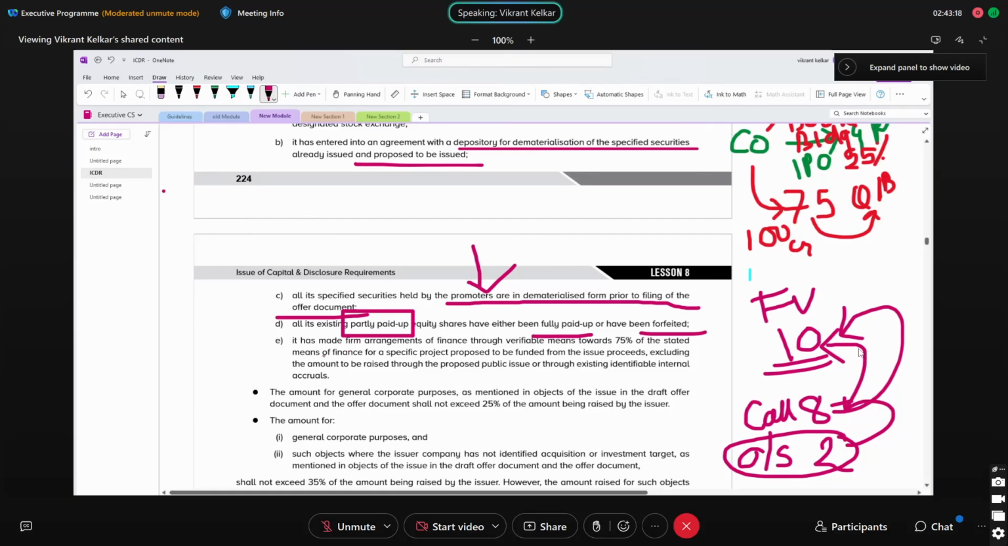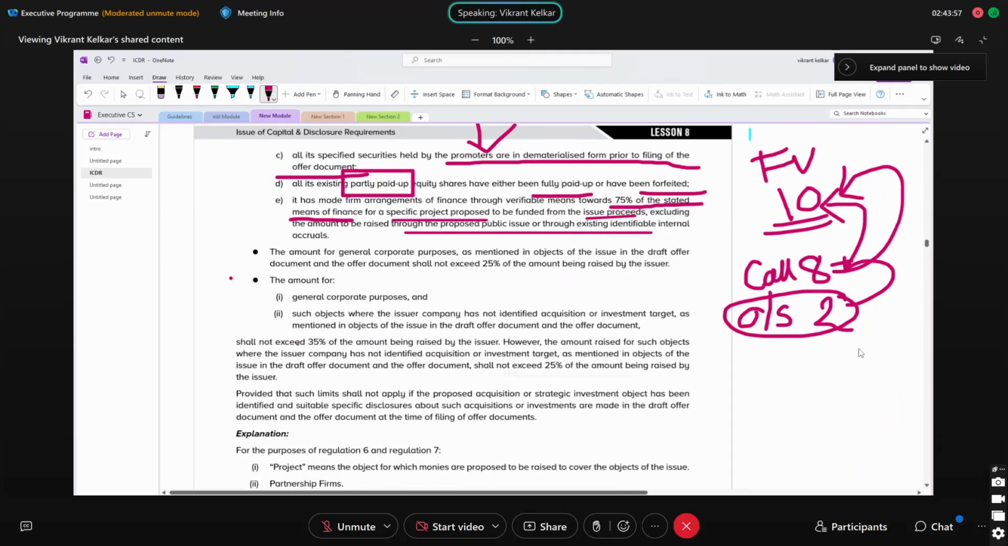And last, it has made firm arrangement of finance through verifiable means towards 75% of its stated means of finance for a specific project to be funded by the issue proceeds, excluding the amount of the proposed public issue and so on. This is an extra condition. Suppose you are a new company starting a new venture, and you have ordered the plant and machinery, and you are writing in your prospectus that we have such kind of arrangement, then that should be around 75% of your stated means of finance.